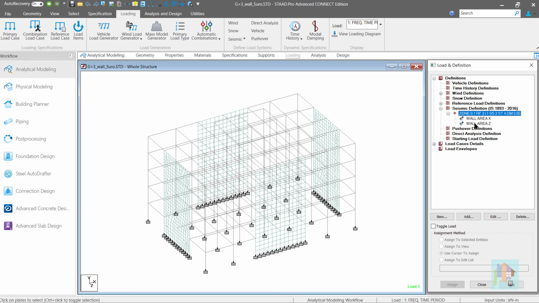Also, it is quite common to have two different framing systems in different directions. How can we handle this in STAAD? That I will cover in the next part. Stay tuned.